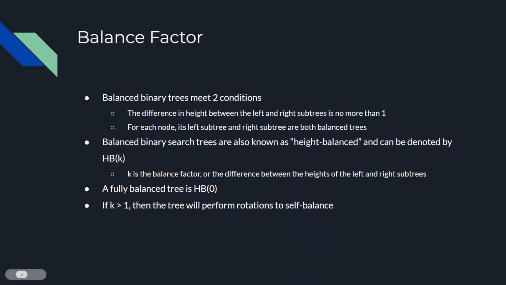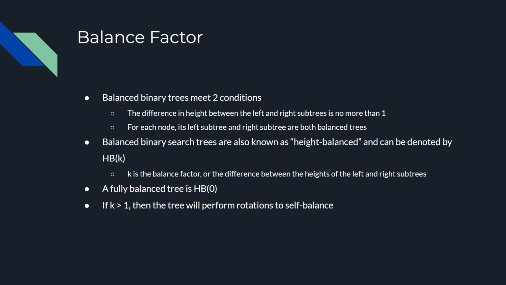Next, let's move on to balance factor. So balanced binary trees have to meet two conditions. As the term implies, it's balanced. So what that means is that the difference in height between the left and right subtrees is no more than 1. That way, both sides of the tree have a roughly equal number of children. And then for each node, its left subtree and right subtree are both balanced trees. That way, every single layer is more or less balanced.